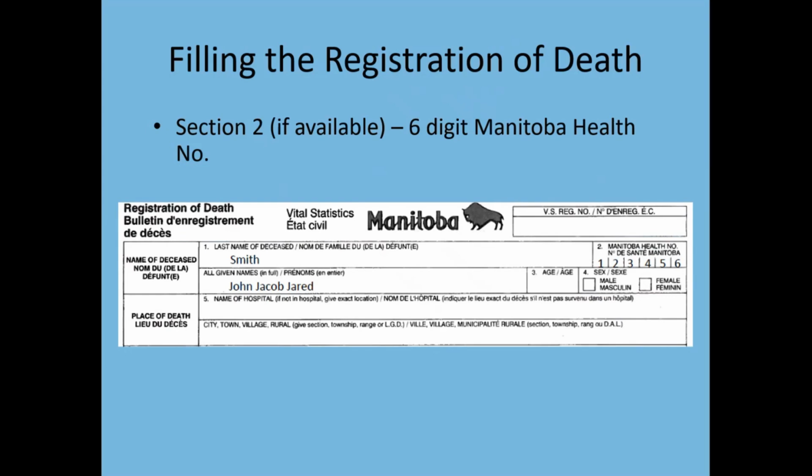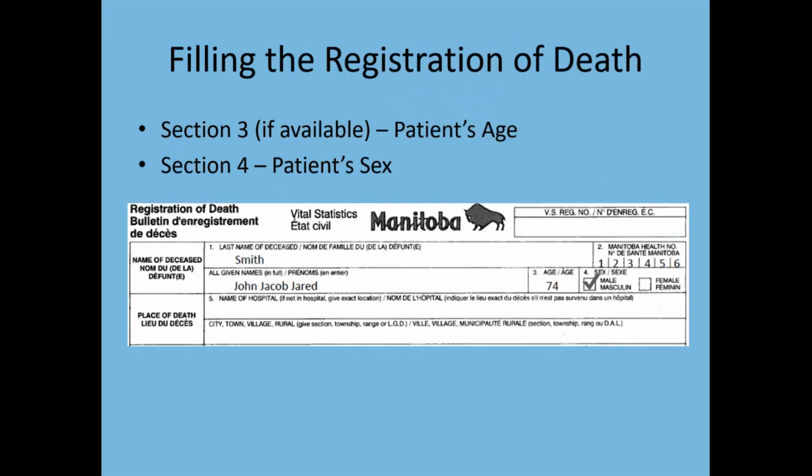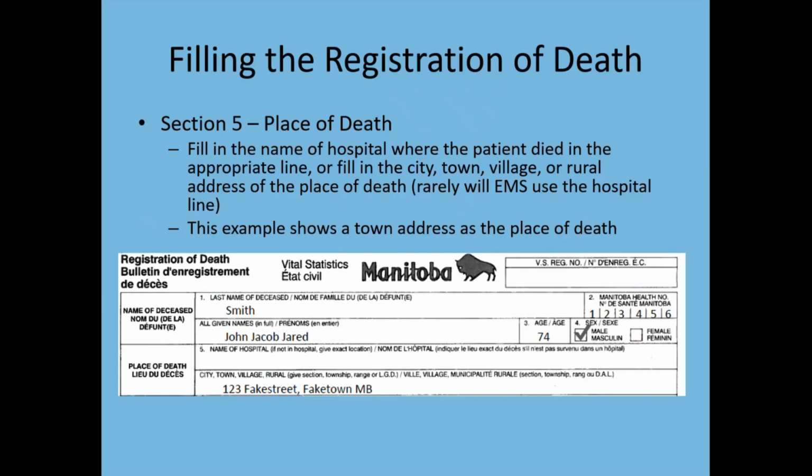Section 2, if available, 6-digit Manitoba Health number. Section 3, if available, patient's age. Section 4, patient sex. Section 5, place of death. Fill in the name of the hospital where the patient died in the appropriate line, or fill in the city, town, village, or rural address of the place of death. Rarely does EMS use the hospital line. This example shows a town address as the place of death.